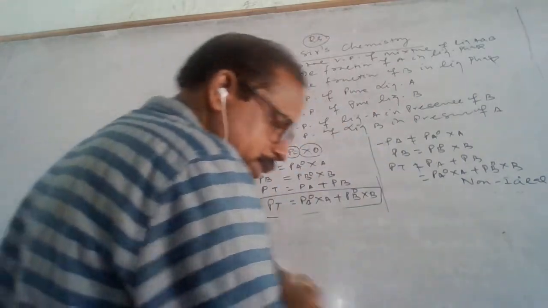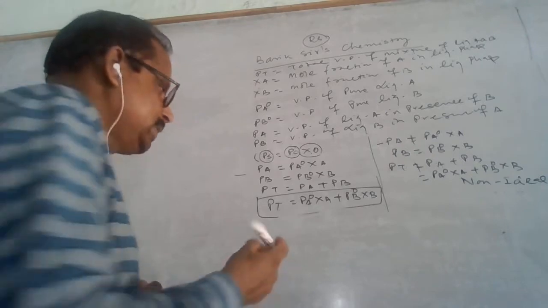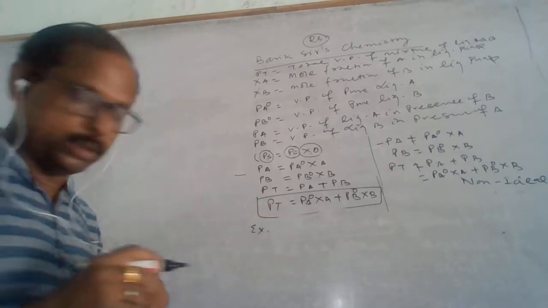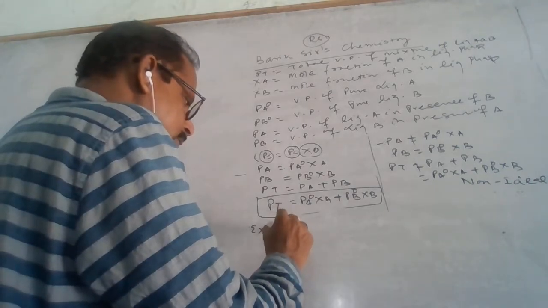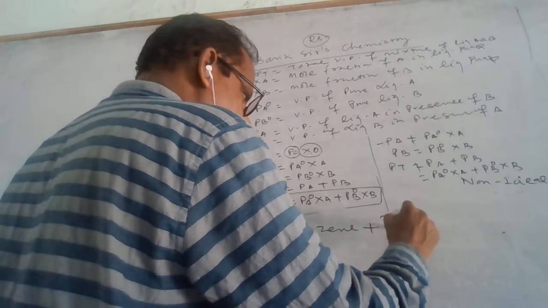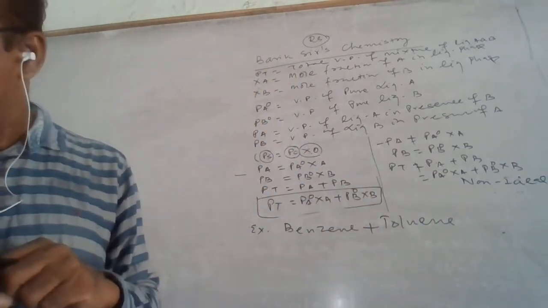Now we will discuss in detail the non-ideal solution. First, let us see some examples of the ideal solution. The example is the benzene plus toluene mixture. Their molecular masses are slightly equal.